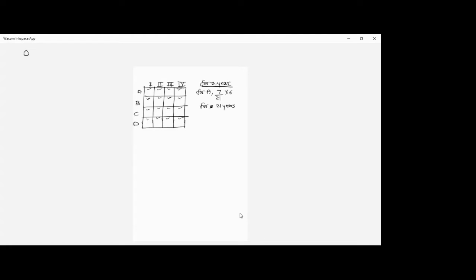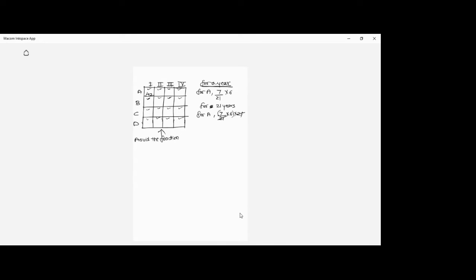So if we consider it for 21 years, what will happen for A? It will be 7 by 21 into 6 into 21. So this 21 will get cancelled, and you will get 7 into 6, which is 42. So 42 is easy to handle, right? But again, the fractional values will be very difficult. In a similar way, we can complete this table by considering the 21 years. So you can write here: avoid the fraction values, or even you can do it with the fraction values.